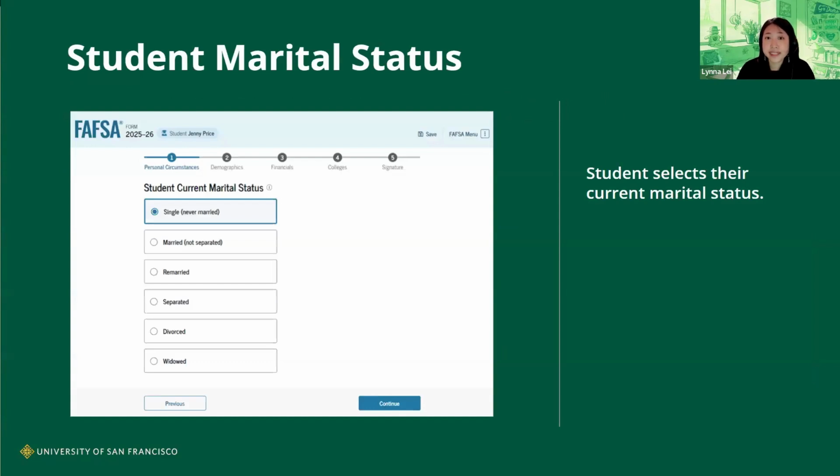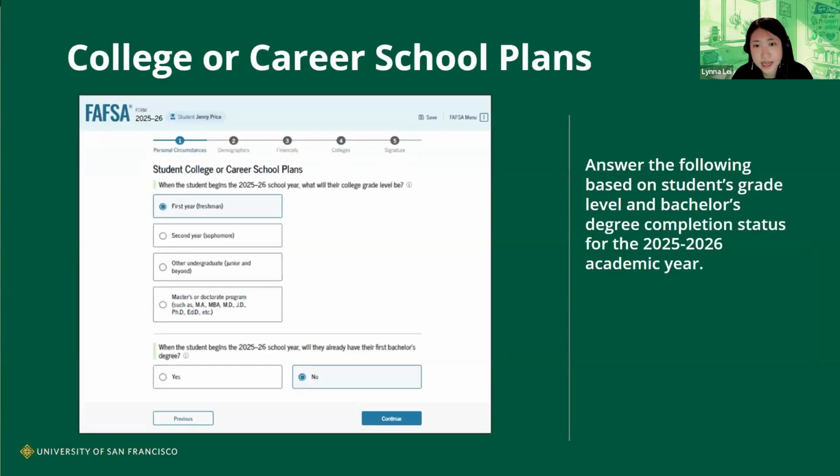Then the student will be asked about their marital status, and they would answer their current marital status, not the marital status that is listed on their tax forms if there has been a change since. Then they will be asked questions regarding their grade level and their bachelor's degree completion, and specifically their completion status as of the 2025-2026 academic year.